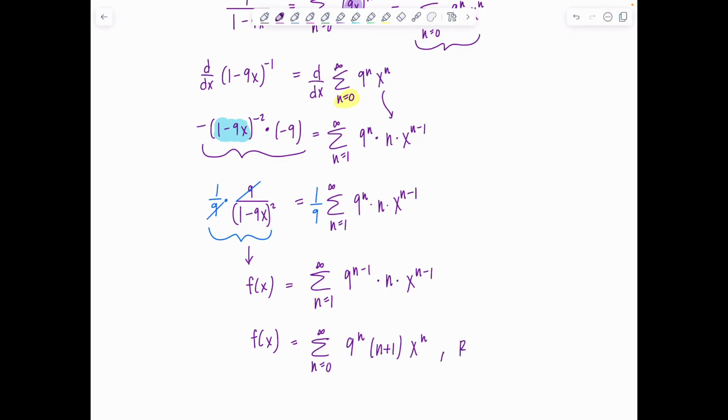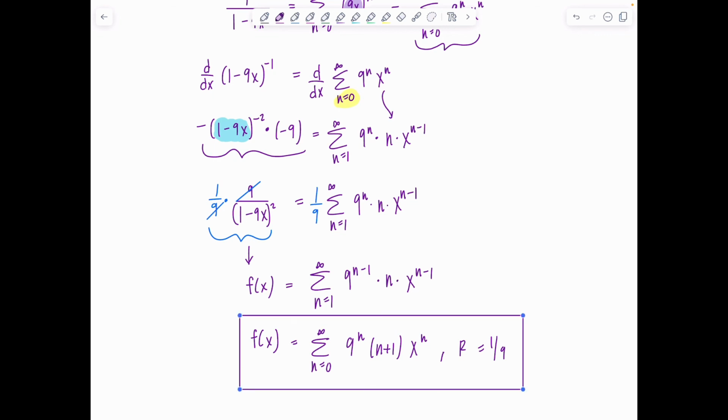And then the radius of convergence, we found it in the beginning. And we're so thankful there's a theorem that told us it's preserved through differentiation and integration. So it didn't change. When we did all this business, it's still 1/9. That's it. Okay.